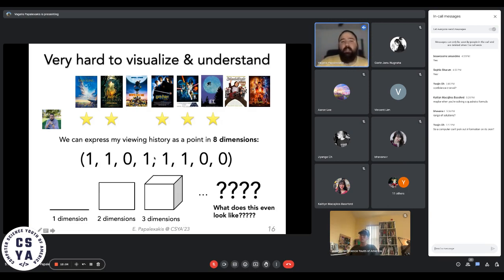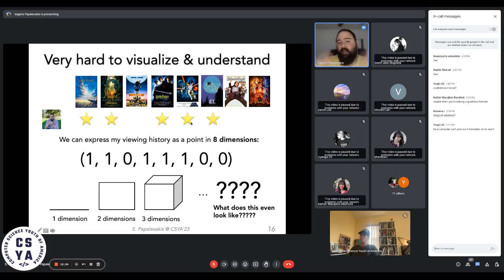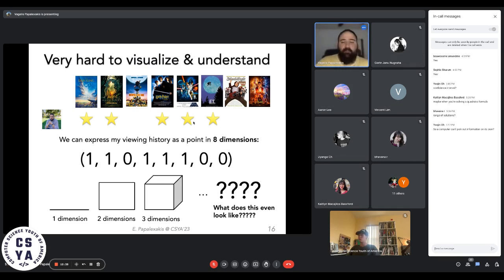And of course, Netflix and Disney Plus don't have only 8 movies. They have thousands and thousands of movies. So in fact, my viewing history would be a vector in thousands of dimensions. And so this high dimensionality is really the deluge of data that I was talking about before. And what we need to do now is understand how machine learning and data science can distill it into a few things that we can understand, right?